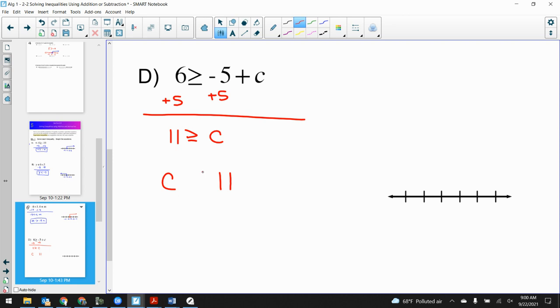Now this greater than or equal to symbol turns into a less than or equal to symbol. So there's my final answer for the inequality. That means any number less than or equal to 11. So let's put it on a number line here. We got 9, 10, 11, 12, 13. And we'll say, okay, less than or equal to 11. Closed dot on 11, going to the left.